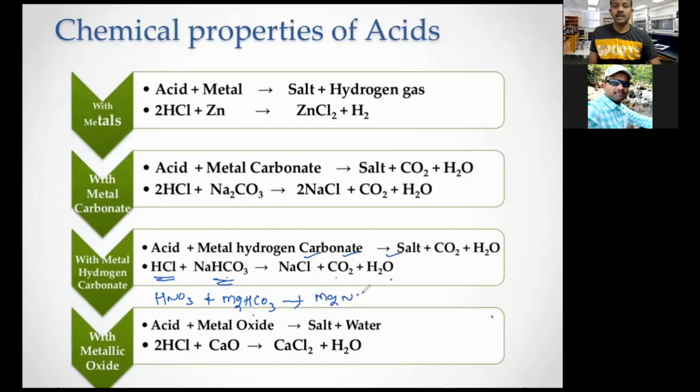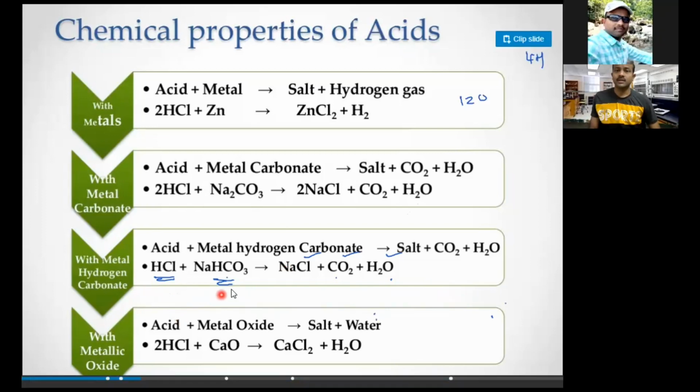Magnesium nitrate. Magnesium valence is 2, nitrate valence is 1. So you will get magnesium nitrate, Mg(NO3)2, plus CO2 gas. It releases CO2 gas and it will give H2O. When acid reacts with any metal hydrogen carbonate, it will give a salt, CO2 gas, and it will form H2O.